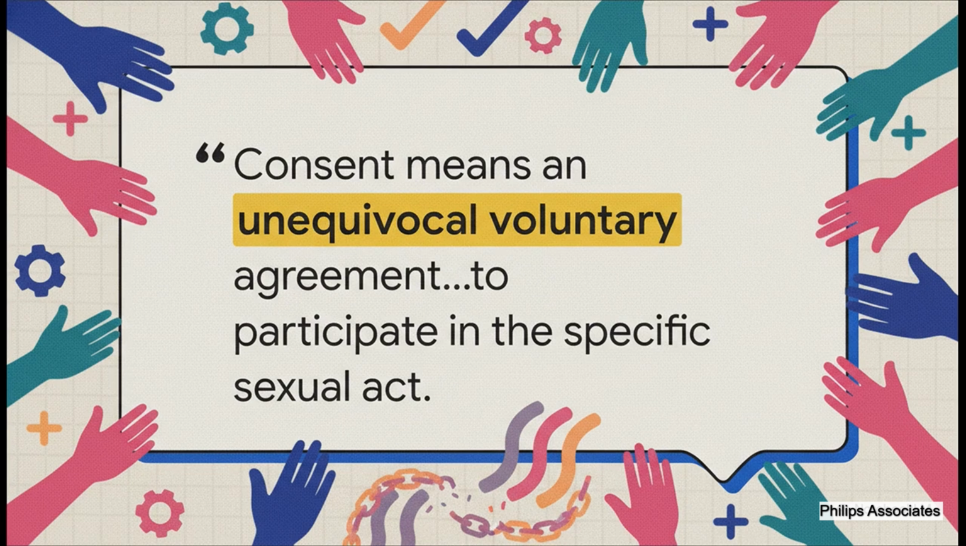And this brings us right to the definition of consent itself, also tucked into Section 63. The standard is an unequivocal, voluntary agreement. Let's just think about those words for a second. Unequivocal means it has to be totally clear, no ambiguity. Voluntary means it can't be forced or pressured. The law makes it incredibly plain that just being silent or not fighting back is not consent. It has to be an active, willing yes to that specific act.